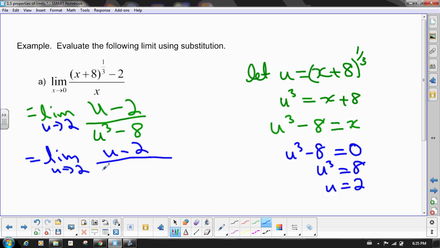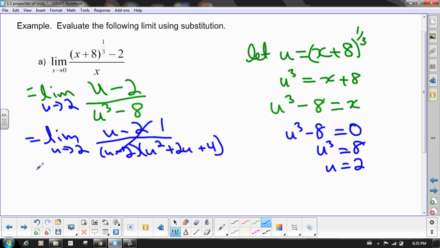The denominator is a difference of cubes. So I'm going to have u minus 2, bracket, u squared plus 2u plus 4. So the u minus 2 cancel and leave us with 1 in our numerator. Don't forget the numerator. So then I'm going to have 1 over 12 as the value of my limit. So this question is probably one of the most challenging types that you have. It'll be worth 5 marks because there's several different things that you need to do.